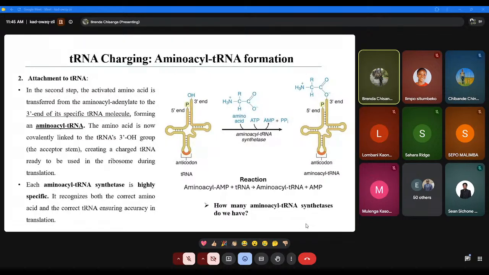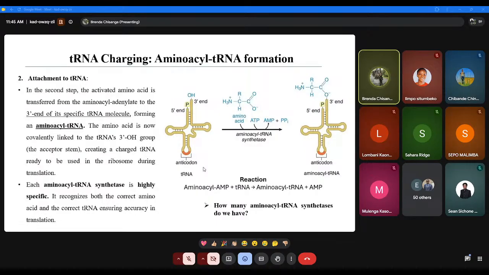How many amino acid tRNA synthetases should we have? Because we know the selection of those amino acids is aided by this enzyme. Remember, it is the one that activates that amino acid. By adding a phosphate to it, it is marked for its attachment to a tRNA. That is like activating it.